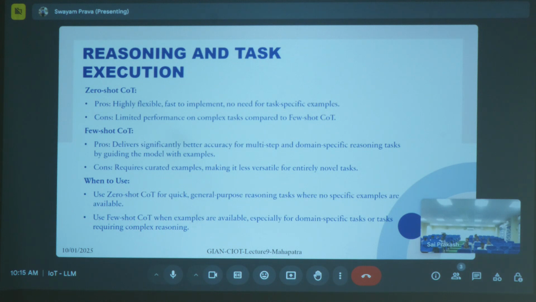So how would you decide when to use which one? So zero-shot chain of thought is best for quick general-purpose reasoning tasks where no examples are available. Few-shot chain of thought excels when examples can be provided. So that is for domain-specific or complex reasoning tasks.